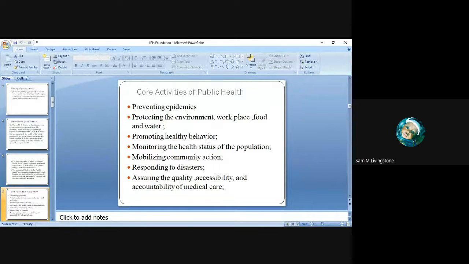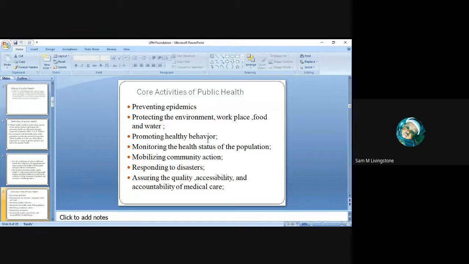Healthy behavior or lifestyle behavior, the environment, the workplace. Those who work at a factory where a lot of chemical activities are taking place, or radioactive activities, may be more likely to be affected than those who don't work in that sector.